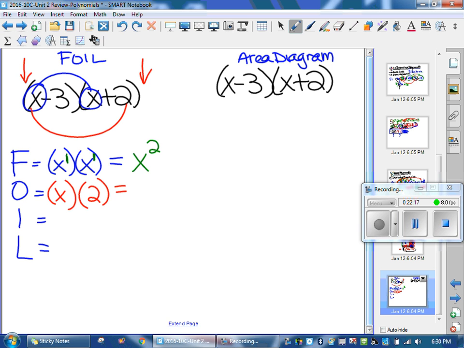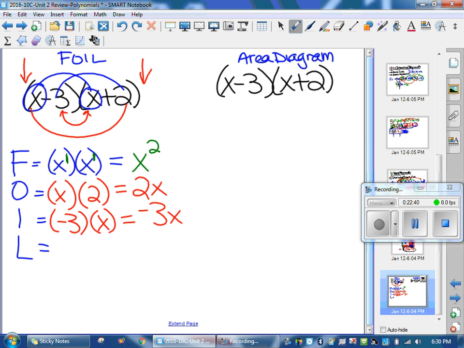Then we take the inside. The inside are these two. We're going to have a negative 3 times x to give us a negative 3x. Then we do our very last one, which is the L. L is the last term in each bracket. So we're going to get negative 3 times 2 to give us our negative 6.